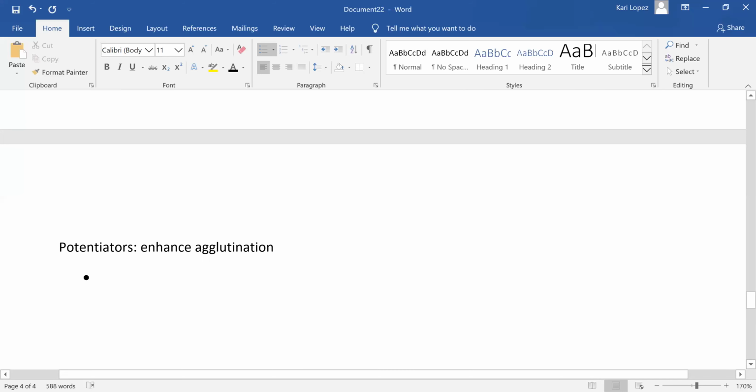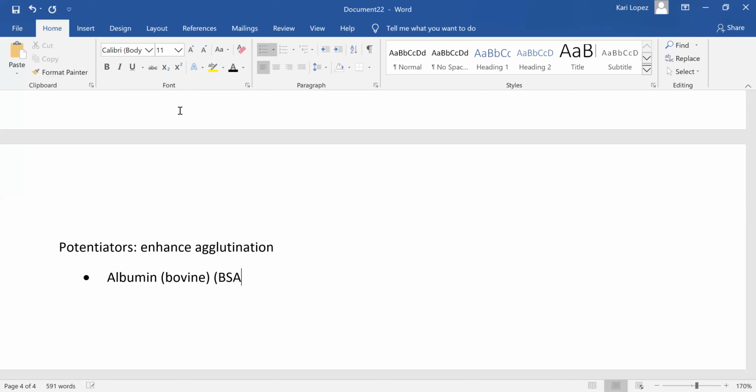So the first kind I'm going to talk about is albumin. So bovine albumin. Bovine is referring to cows. And this is also called BSA, which stands for bovine serum albumin. The lab just couldn't call it one thing. So what this does is reduce repulsion between cells, but does not shorten the incubation time.